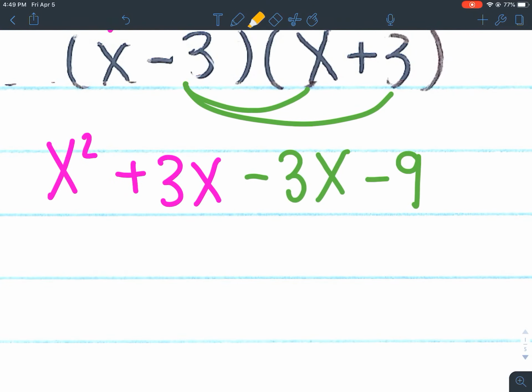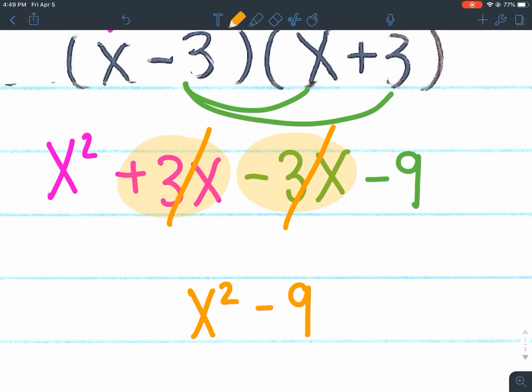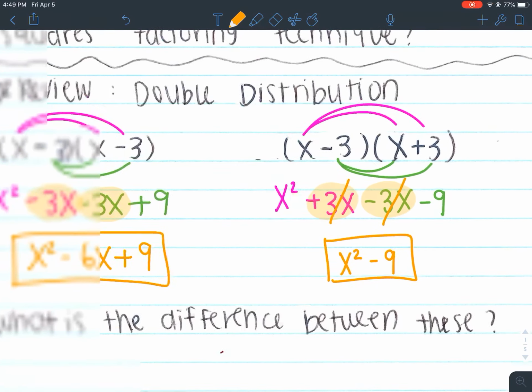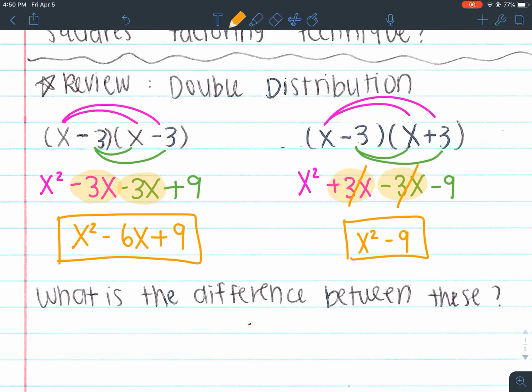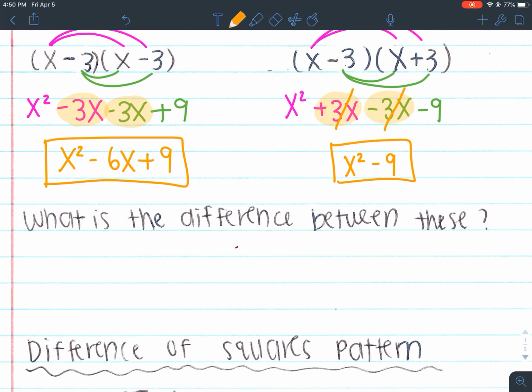Okay, now again, always check for like terms, and I do have some. My middle terms here are able to combine. So what happens there? Positive 3x minus 3x actually gives me 0. So these cancel each other out. And I'm left with x squared minus 9. Here I only have two terms, which is a binomial. So let's look at the difference between these two.